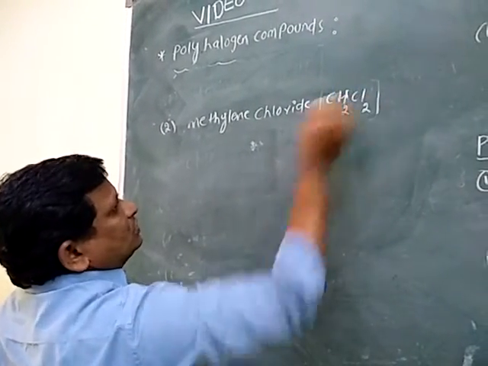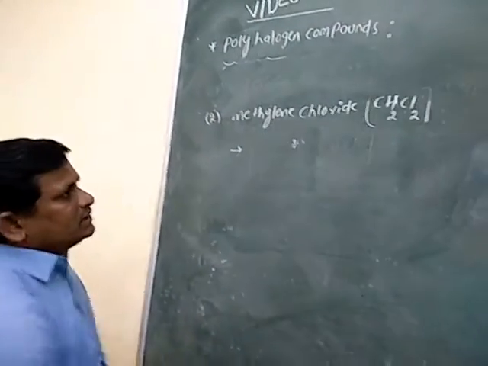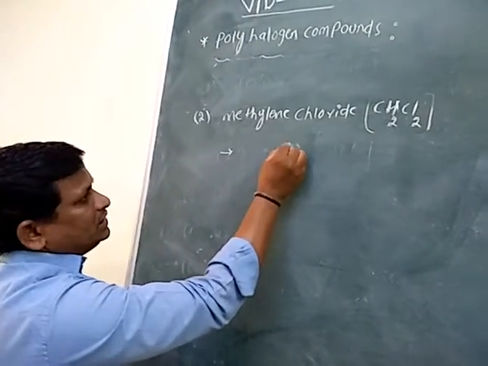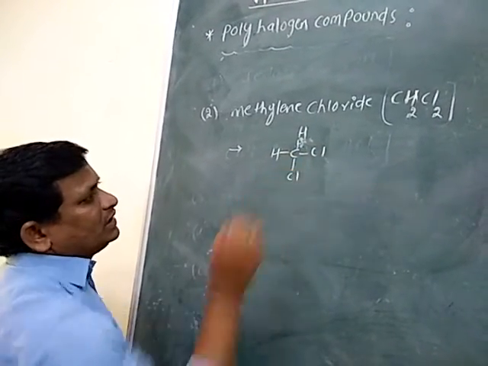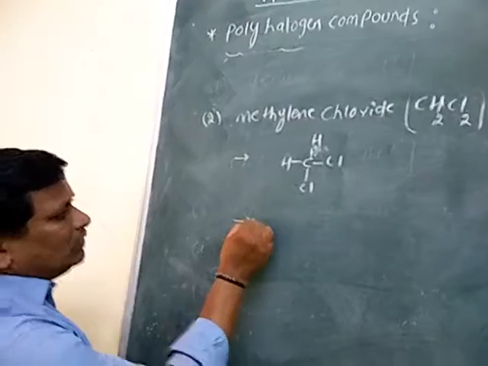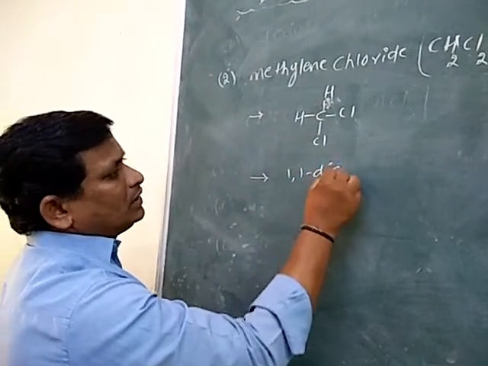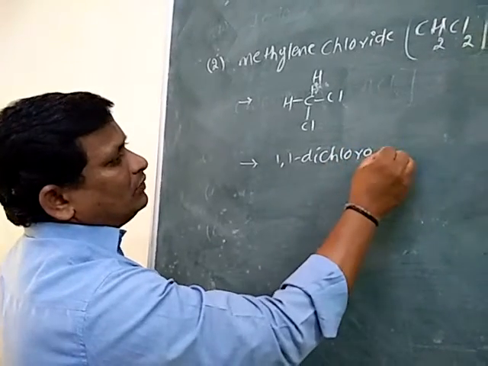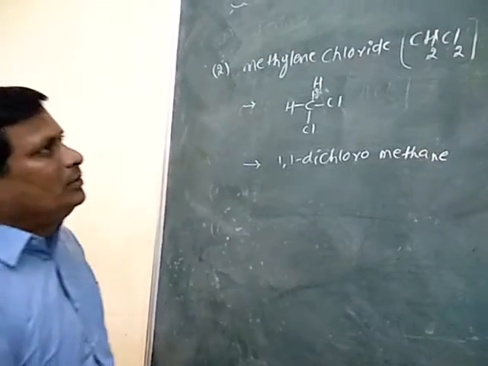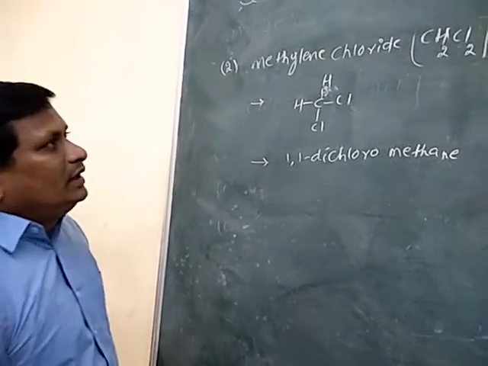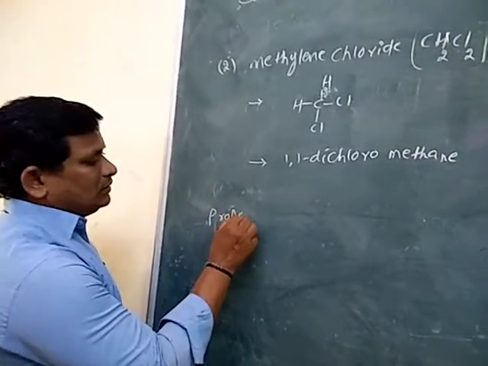The second compound is methylene chloride, CH2Cl2. Its structure is a carbon with two H and two Cl. The first carbon has two chlorines, so its IUPAC name is 1,1-dichloromethane. This is methylene chloride.